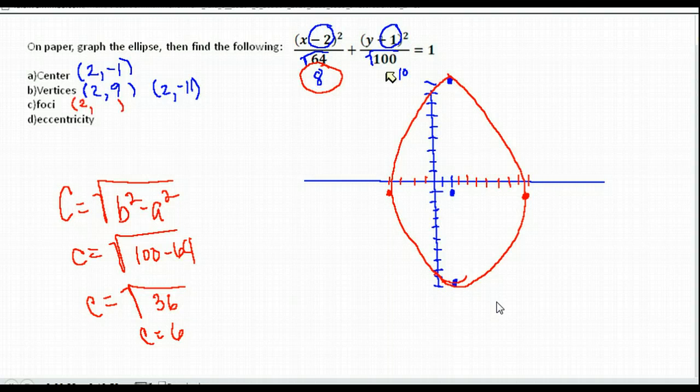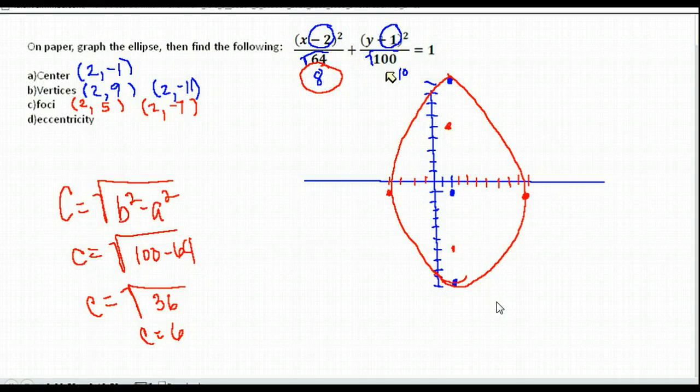So again, your x values are not going to change, just your y values, because this was a vertical ellipse. So if I take negative 1 and go up 6, or add 6, I get 5. If I take negative 1 and subtract 6, or go down 6, I go to negative 7. So my focus points, my foci, are at (2, 5) and (2, -7). Okay, I have graphed it.